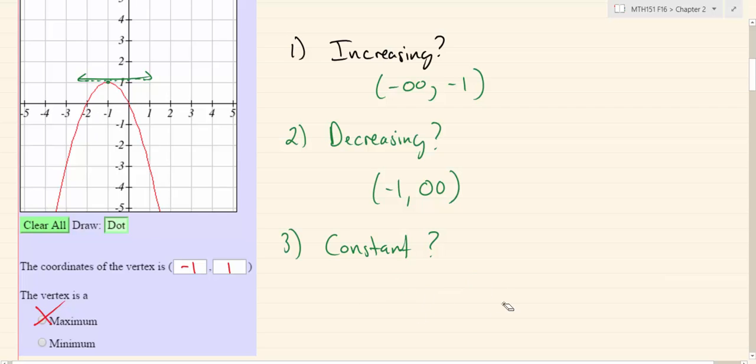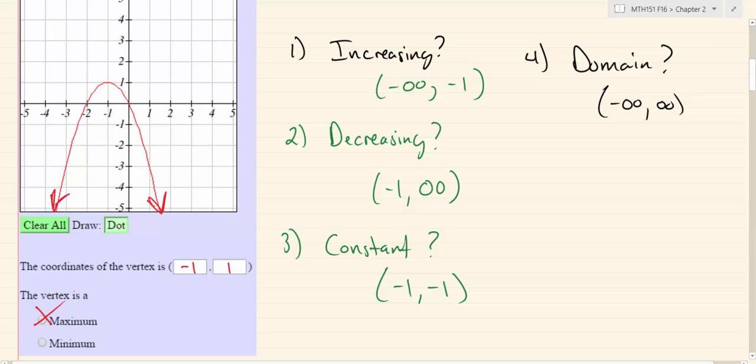Or I guess if we wanted to write this in interval notation, we'd write it like this: negative 1 comma negative 1. What else can we ask about this? What's the domain? Negative infinity to positive infinity. Every x value is a contender in this picture.